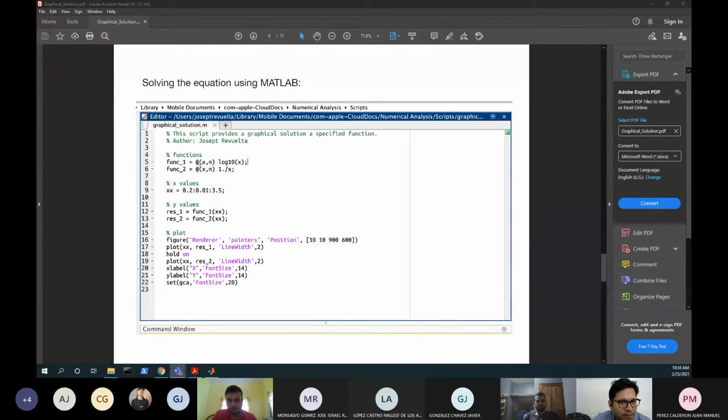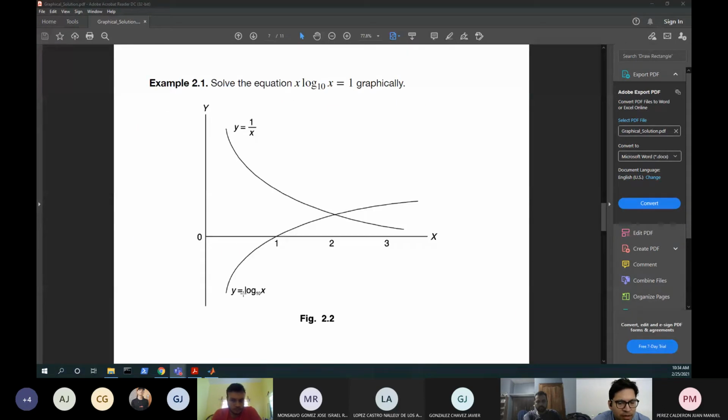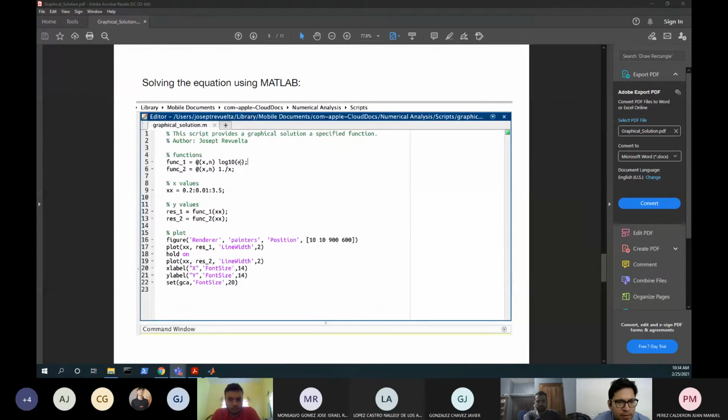So this is my function 1, which is at (the arroba) X, comma, N, with N equal to the vector of points that I want to evaluate, and it's going to be my first function. If you remember, my first function is log base 10 of x. So log 10 of x. I put this semicolon just to avoid plotting this part. Function 2 is equal to at x, comma, n, 1 divided by x. If you see here, I have a dot.